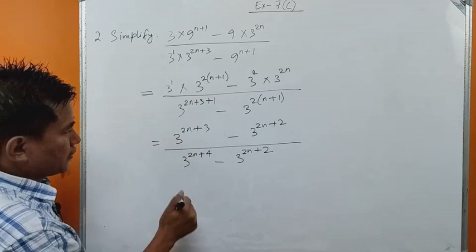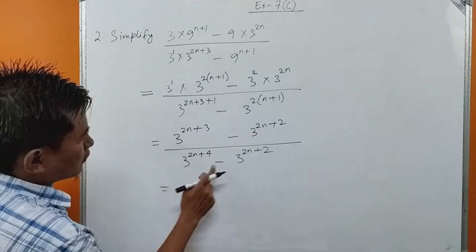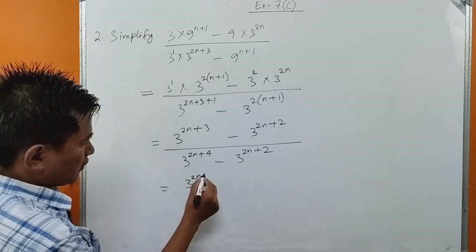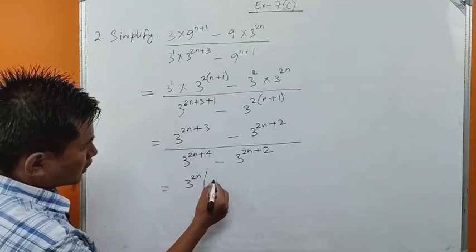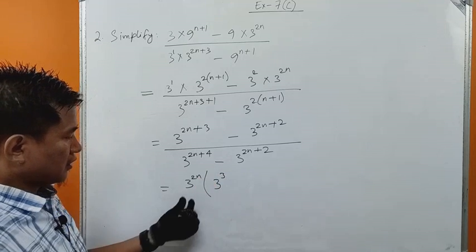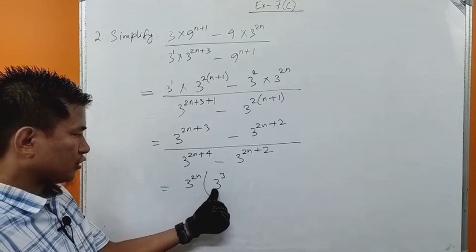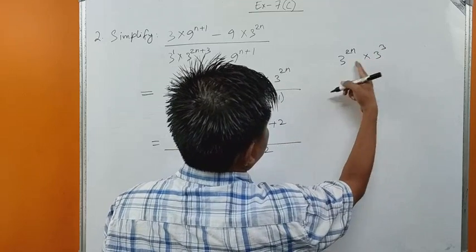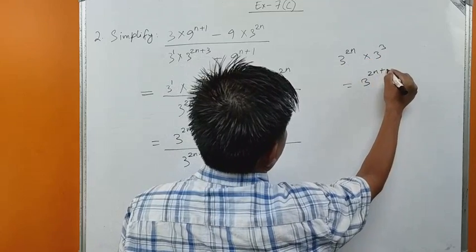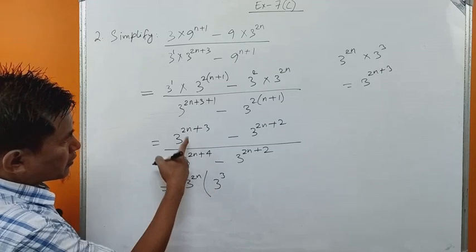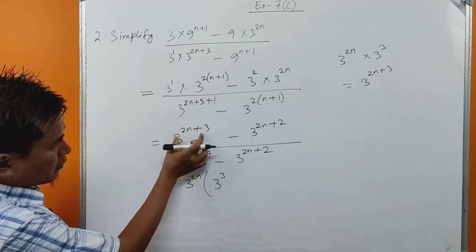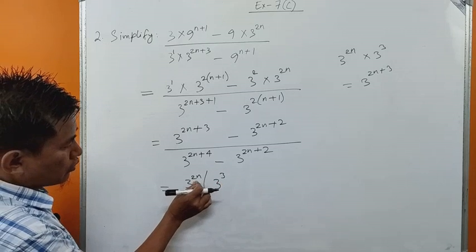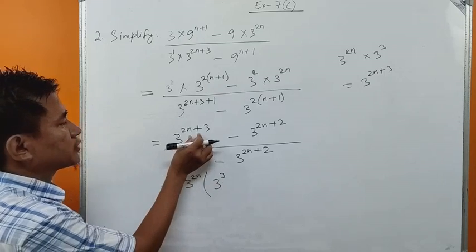So now here you can see 3 to the power 2n, 3 to the power 2n, 3 to the power 2n, 3 to the power 2n, isn't it? So let's take the common 3 to the power 2n from the numerator and denominator. If 3 to the power 2n is taken common, what remains within the bracket? 3 cubed, isn't it? 3 to the power 2n into 3 cubed means same base, powers get added up, 2n plus 3. So when we multiply these two numbers, we must get this. So 3 to the power 2n is taken common from here. Now 3 cubed remains within the bracket, because 3 to the power 2n into 3 cubed gives us this.